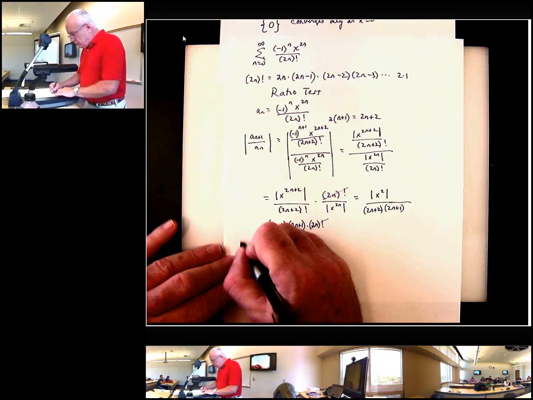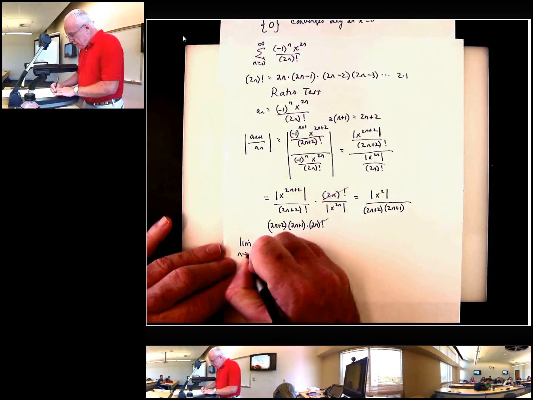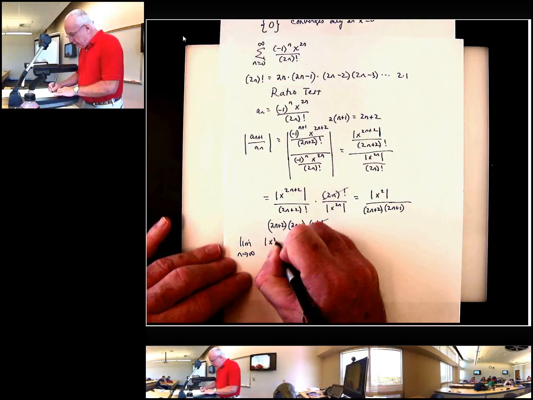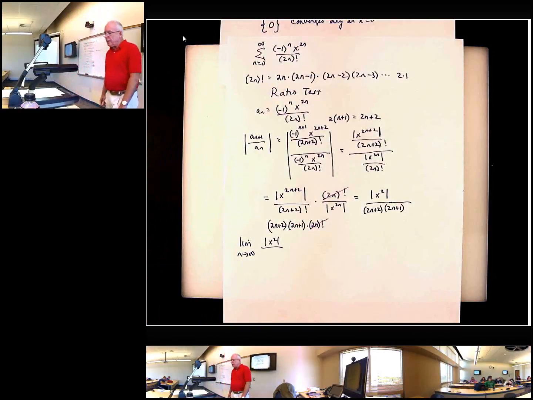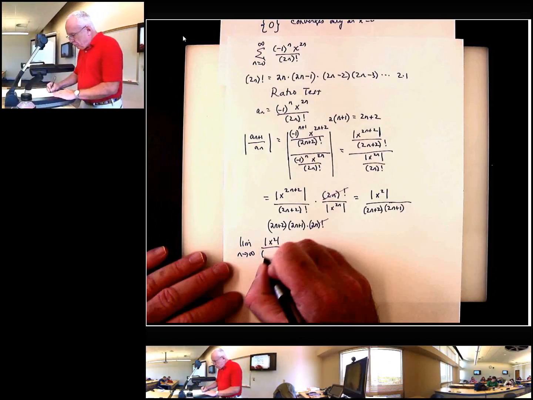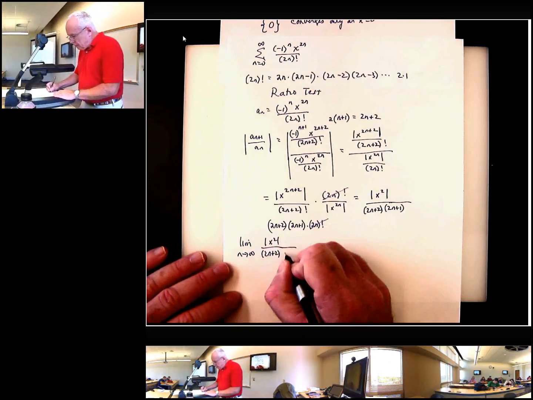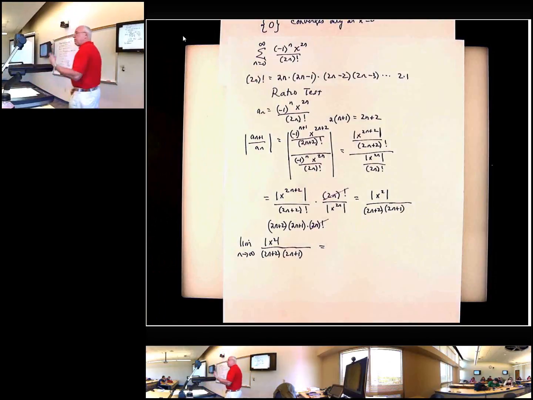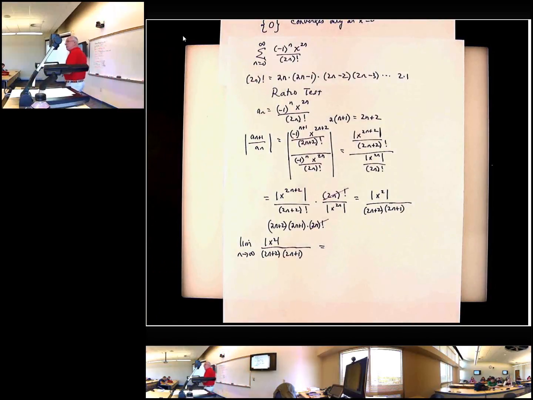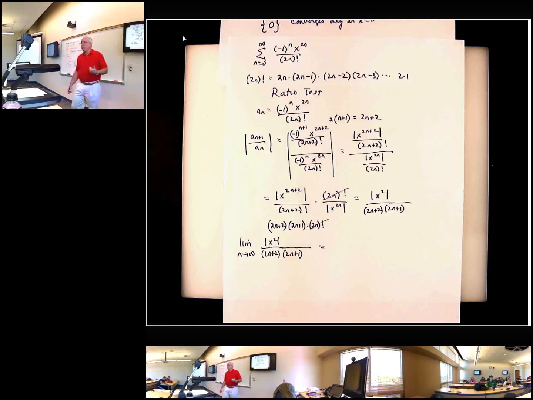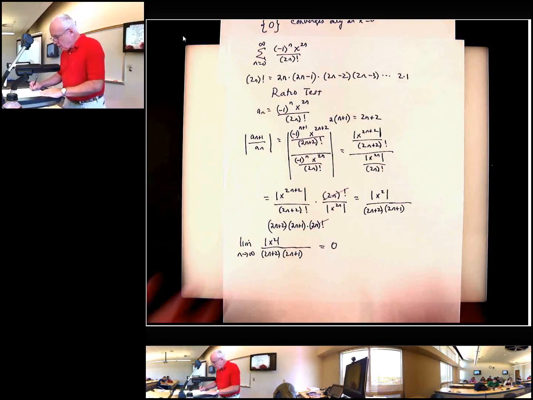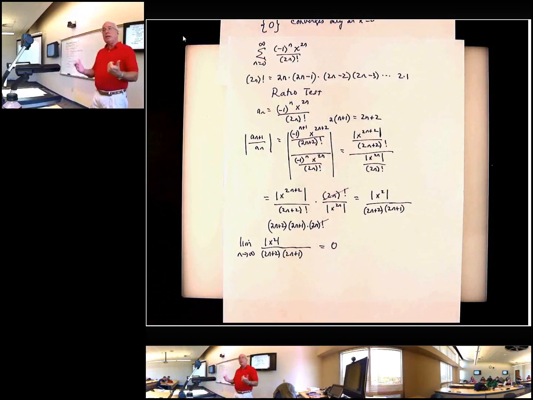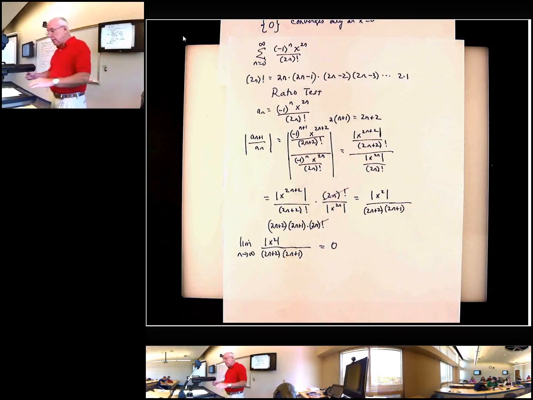So now what I have to do is look at the limit as n goes to infinity of what I got here. So that's absolute value of x squared over 2n plus 2 times 2n plus 1. Okay, so the only place we have the n's are down in the denominator, and they keep getting bigger and bigger and bigger. So what's this limit have to be? Has to be 0. Okay, now we're doing the ratio test. 0 is certainly less than 1.